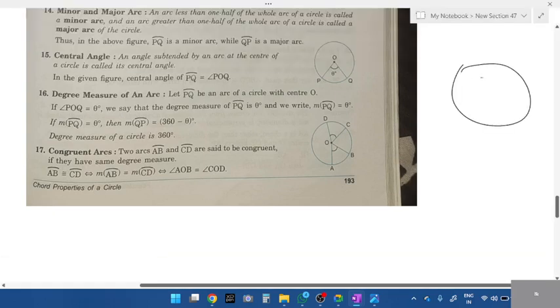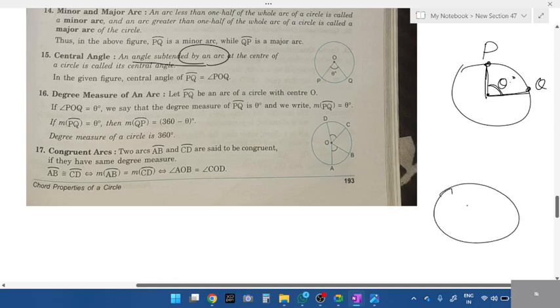Look, central angle, if you take any circle, students, any circle and any angle, let me take arc PQ. This PQ, when you connect it to the diameter, center, radius, this angle formed is known as central angle. An angle subtended by an arc. Subtended is nothing but joint.